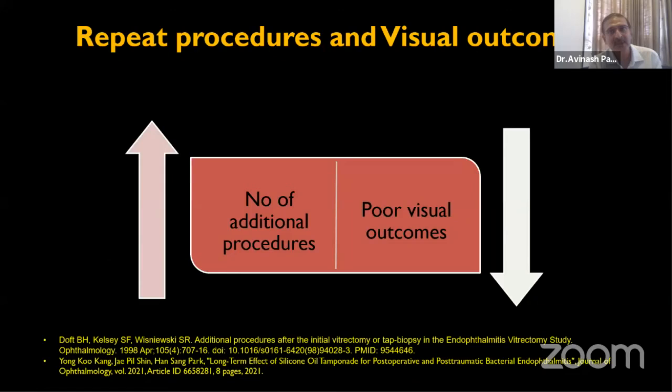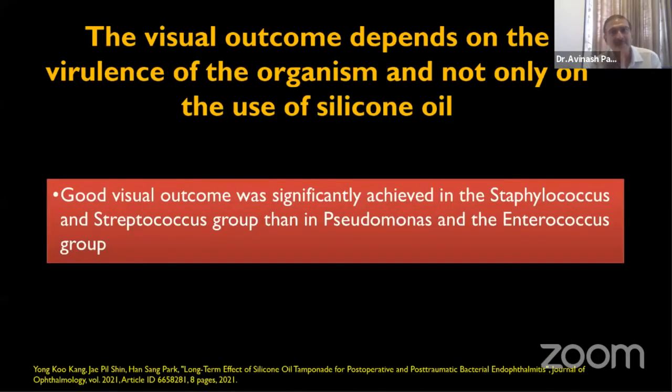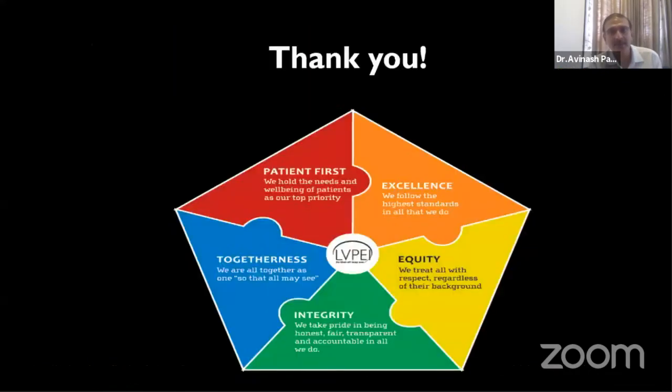So repeat procedures are associated with decreased outcome, and the visual outcome primarily depends on the type of the organism and not on the usage of silicone oil.